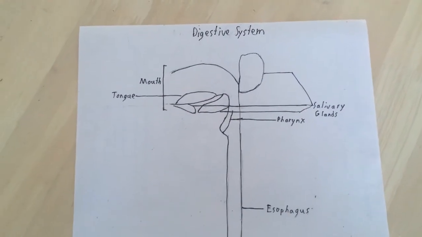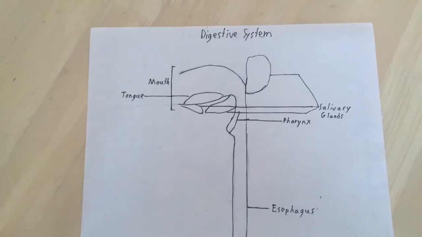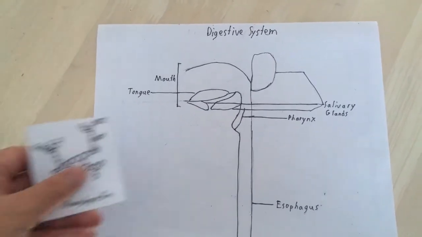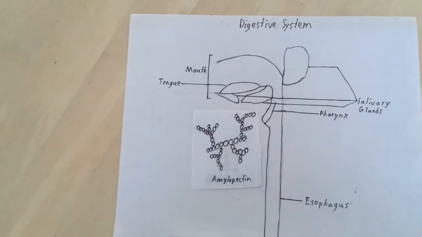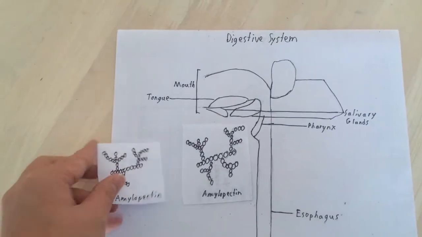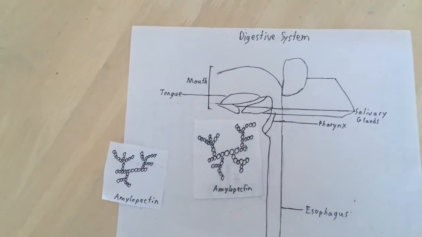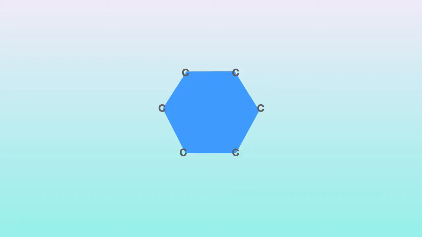We will first start with the digestion of carbohydrates. Carbohydrates are organic molecules that are made up of sugar monomers. Polysaccharides, a big class of carbohydrates, are what we are going to focus on. Firstly, let's get clear of some vocabulary.